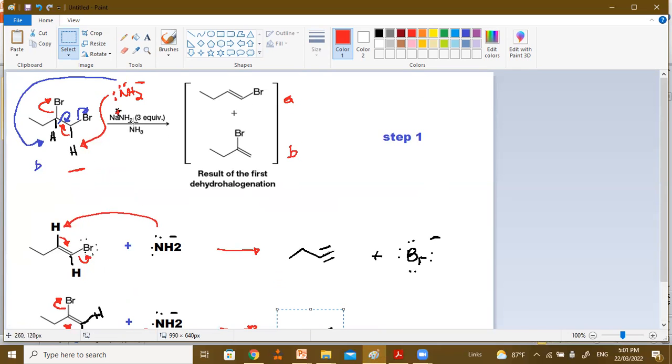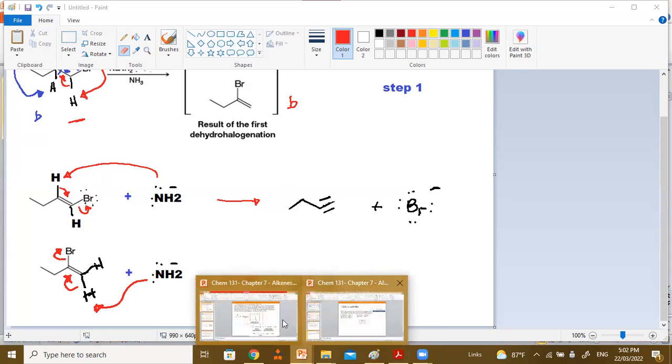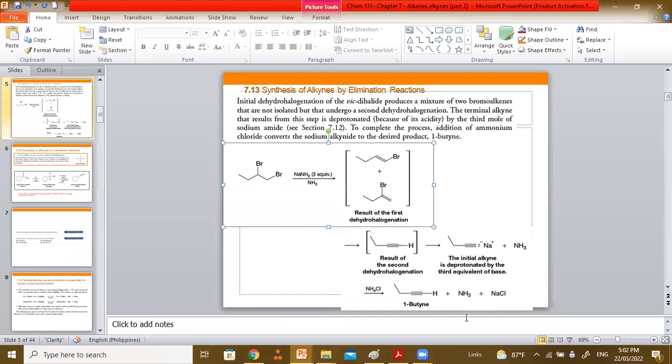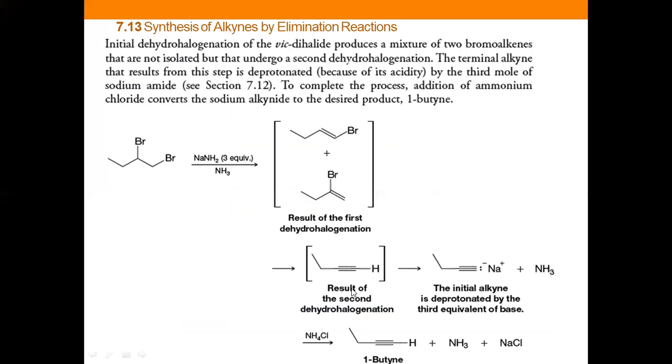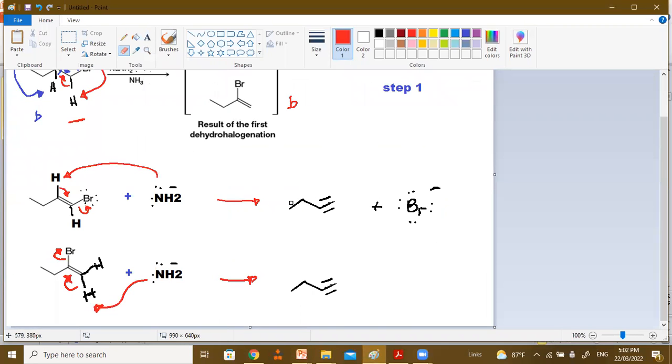The first mole is used to form the first one, and that's the reason you have 3 equivalents. The first mole is to have this, and then the second one, you have this one. Once your products form, 1, 2, 3, 4, the triple bond should be straight. It's linear. This should be linear.